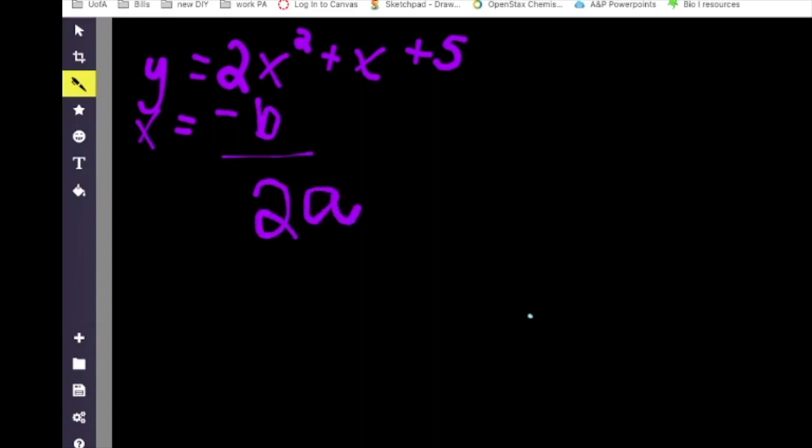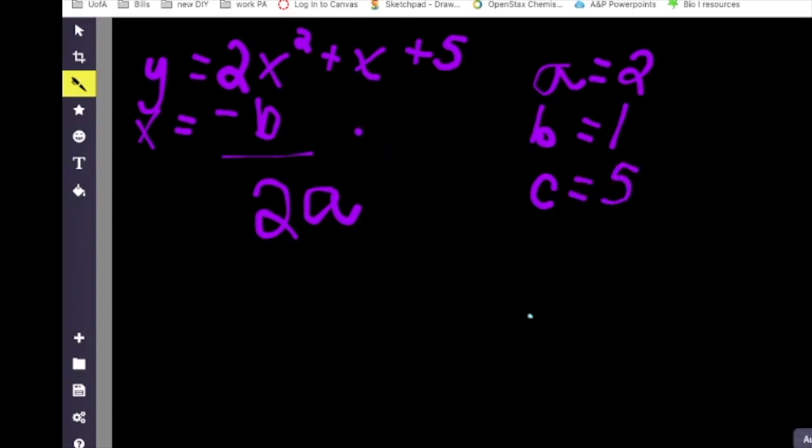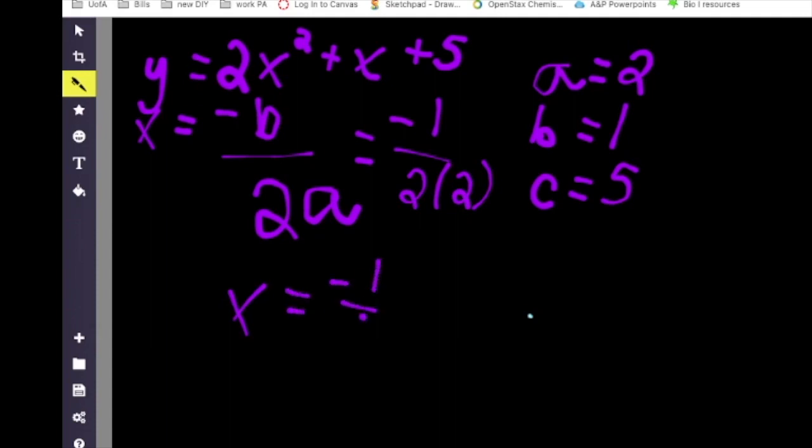All right, and our a value is going to be what? Well, our a value is the coefficient before x squared, which is 2. Our b value is our coefficient before x, which is 1, because there is no coefficient before x, so we know that that is 1. And our c value is 5. So our line of symmetry is going to be equal to negative 1 over 2 times a, which is 2, and then we get x equals negative 1/4.